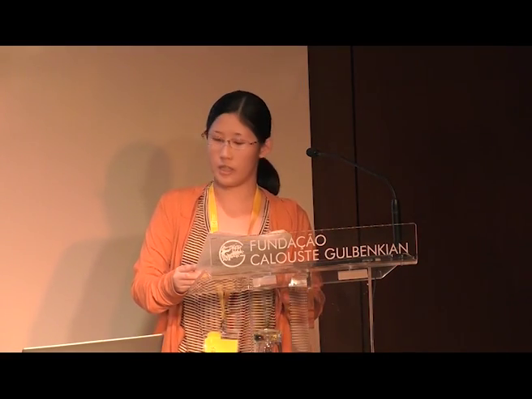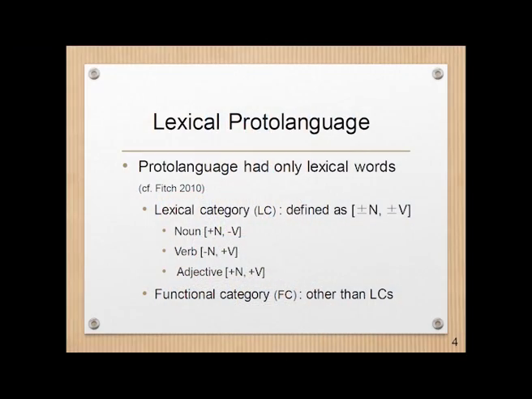Although Fitch also uses the term lexical protolanguage, and the notion is almost the same, my lexical protolanguage is not identical to his in two points. One is that I use the term lexical to emphasize that protolanguage had only lexical categories. And I also suppose that lexical protolanguage was equipped with some kind of syntax, even though it might have been a primitive one. And here I give a brief explanation of the notion of lexical categories and functional categories in generative grammar before getting to the details of my lexical protolanguage hypothesis.